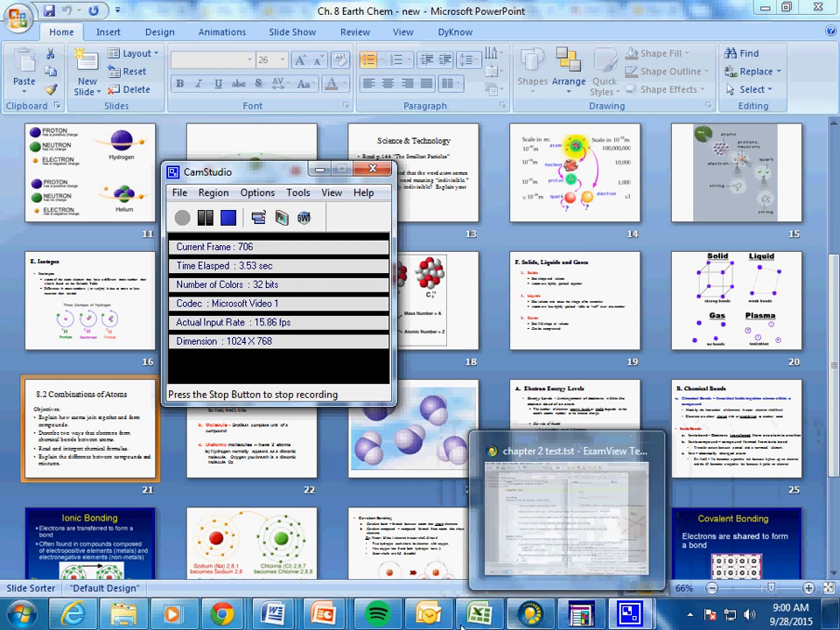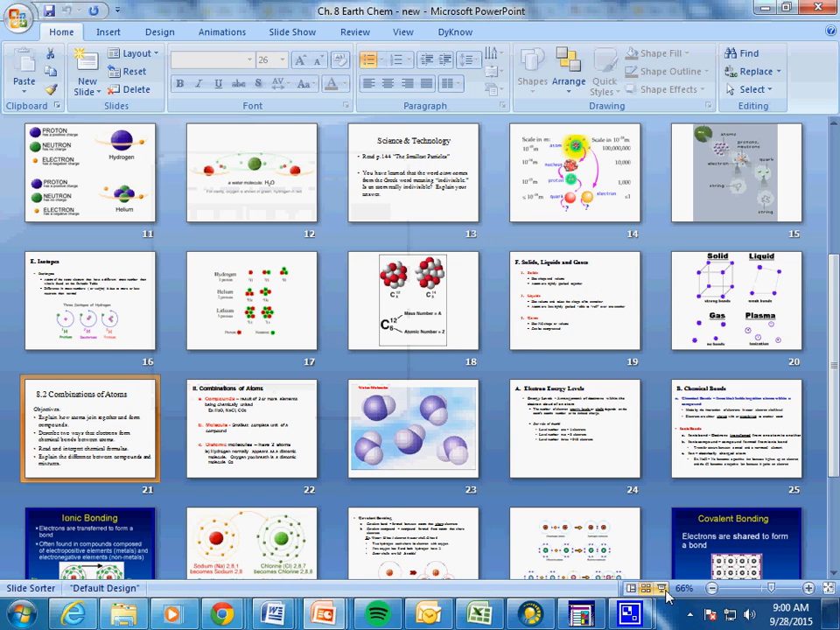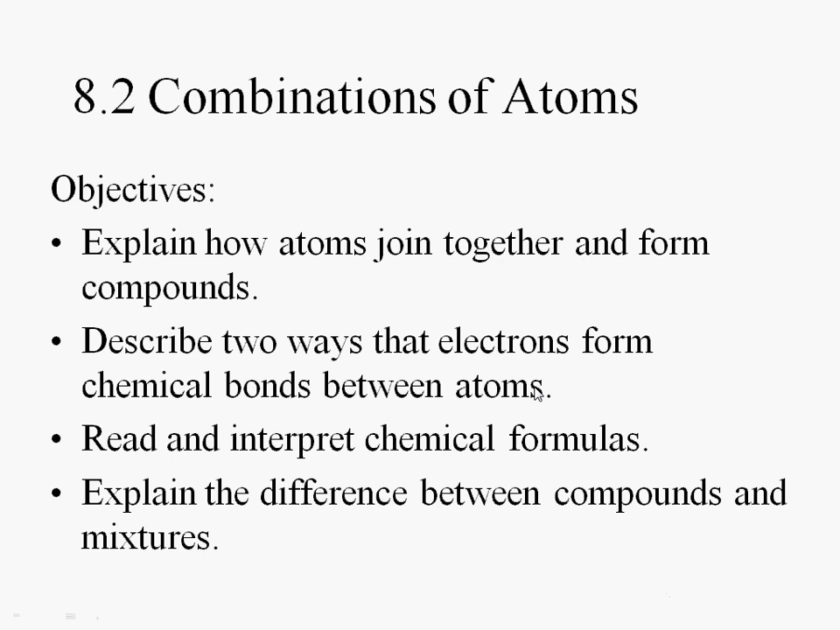Hey! It is time for Earth Science Chemistry. We're talking about the combination of atoms. 8.2 in your notes if you're following along at the Play at Home game. So we're going to go over our objectives first and kind of go over what we expect you to know by the end of this.